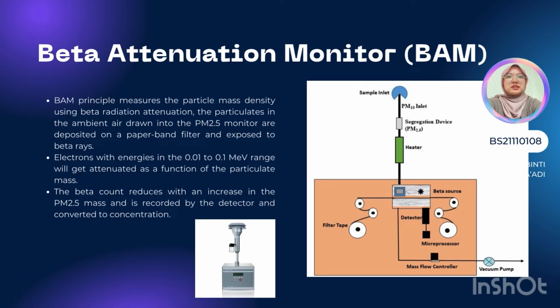The beta attenuation monitor principle measures the particle mass density using beta radiation attenuation. The particulates in the ambient air drawn into the particulate matter 2.5 monitor are deposited on a paper band filter and exposed to beta rays. Here, the electrons with energy in the range of 0.01 to 0.1 will get attenuated as a function of the particulate mass. As a result, the beta count is reduced with an increase in the particulate matter 2.5 mass and is recorded by the detector and converted to concentration.